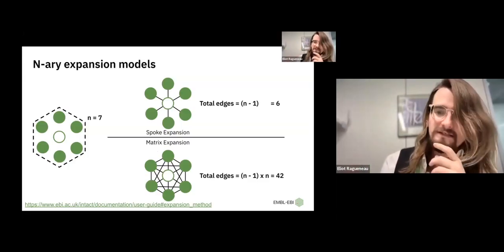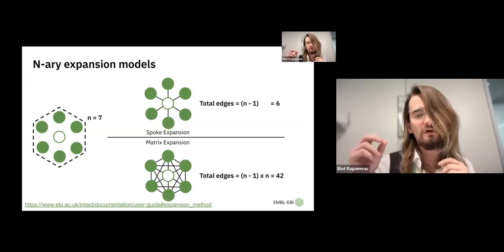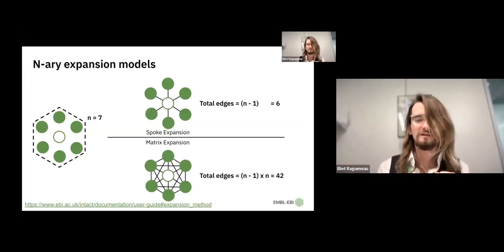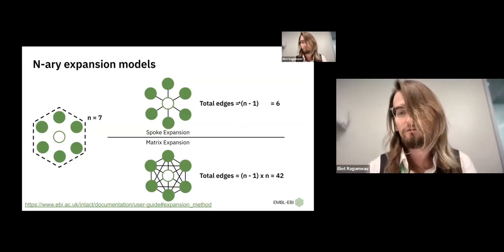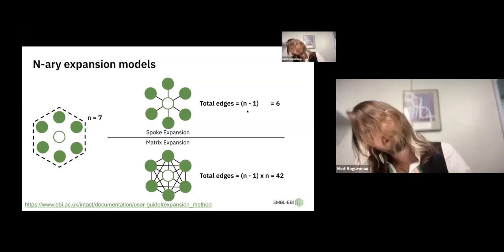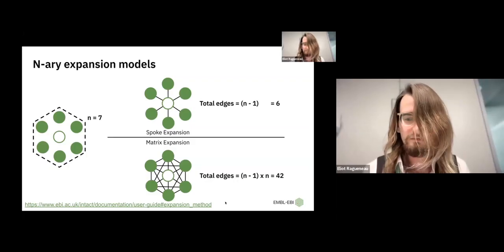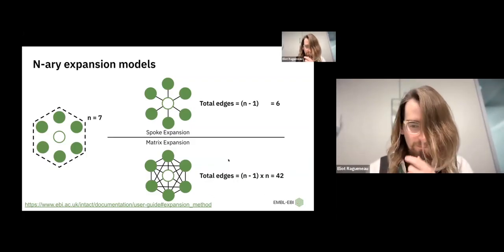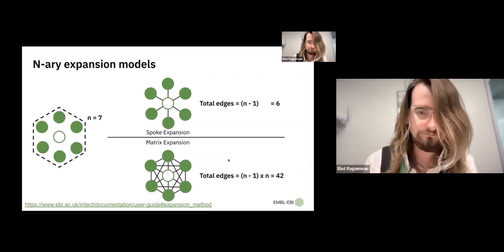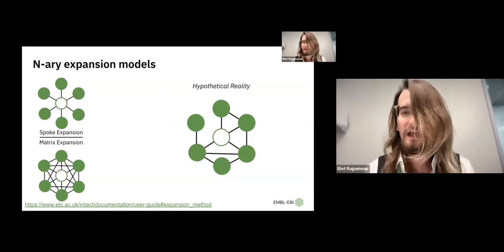What you might observe from this is that there are much, much fewer edges produced by the Spoke expansion than by the matrix expansion, because as n grows, this is pretty linear. If you add a protein to the complex, you have just one more interaction, but here you start to get exponential growth as n progresses. So let's try to compare and evaluate those two modelizations.